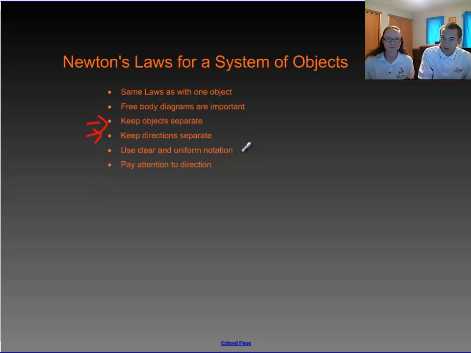And so this part right here, use clear and uniform notation. It doesn't really matter to me what it is as long as you know what you're doing. Okay, and one more time, pay attention to the different directions and different objects. There's lots of stuff that's going to happen. You've got to keep it all separate. Okay, so let's take a look at a problem.